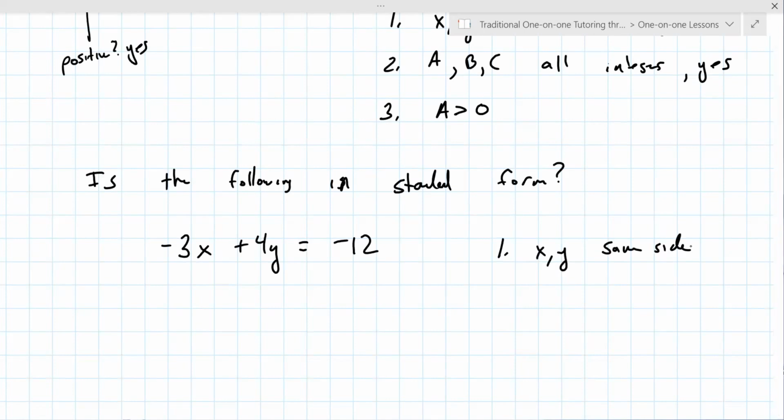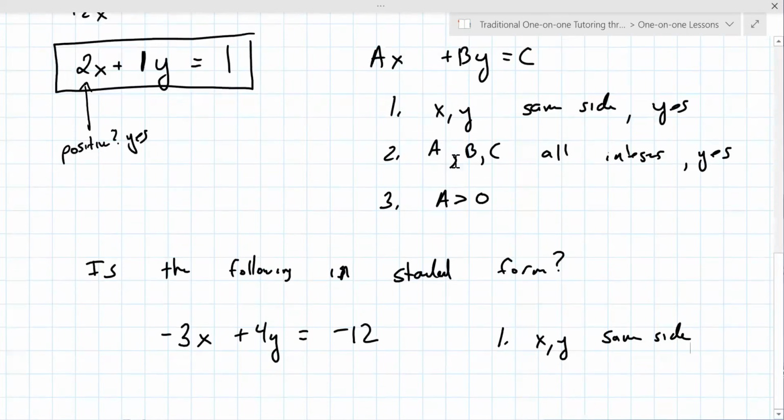Well, I'm asking you, is this in standard form? And there's three criteria here. See how, okay, so why is it not in standard form?